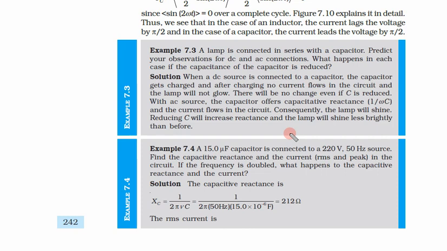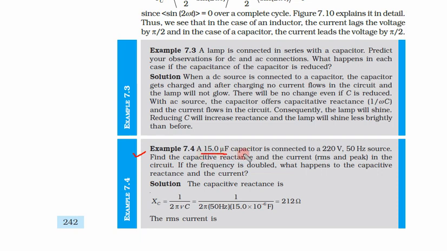So we have learned about an AC power source connected to a resistor, an AC power source connected to an inductor and connected to a capacitor. And we have also learned about phasor diagrams. Now let us see one more numerical, example 7.4.